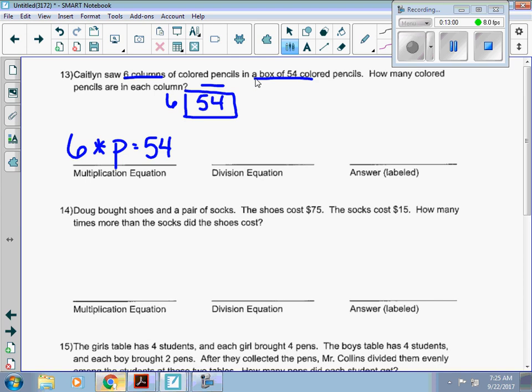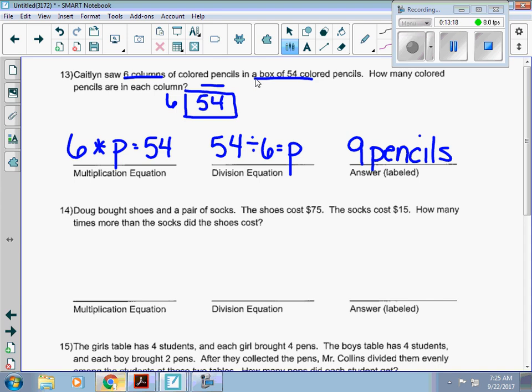My division equation is just working that backwards. 54 divided by 6 equals that number. And I have 9 colored pencils that need to fill in each row.